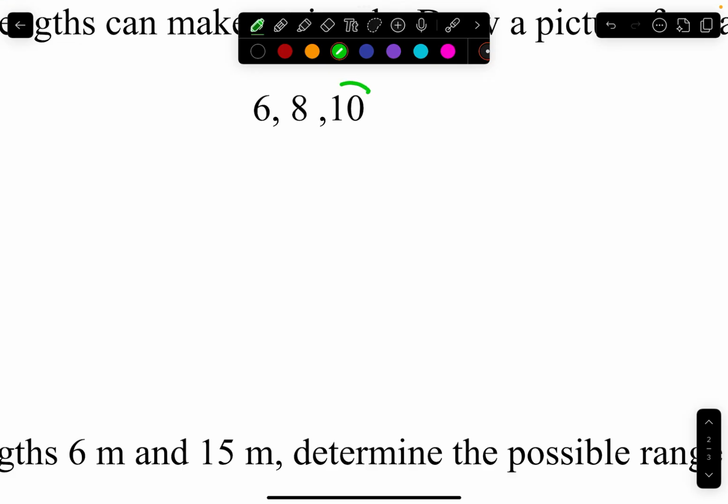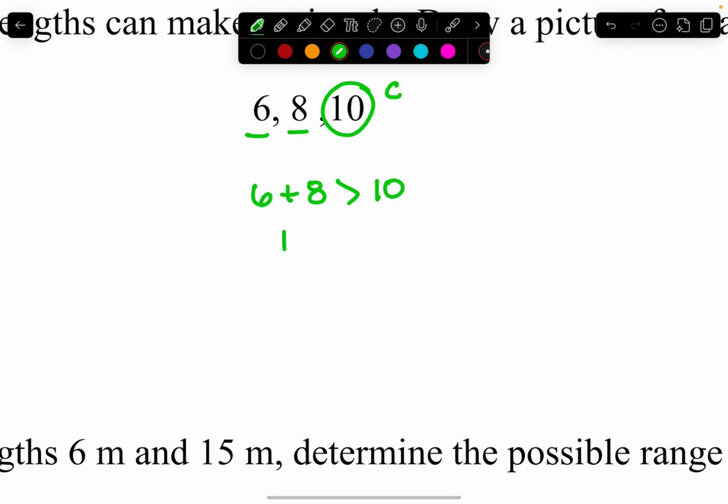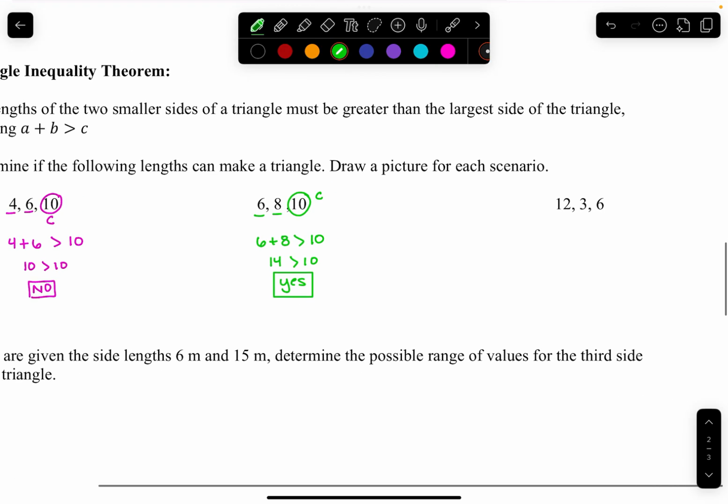Moving on to my second example, this is my C, which means that these two will be my A and my B. When I add that together, it better be bigger than my largest side. That's going to be 14 is greater than 10. Yes, this will make a triangle. It does say draw the scenario, but I'm not going to do that because I'm lazy.